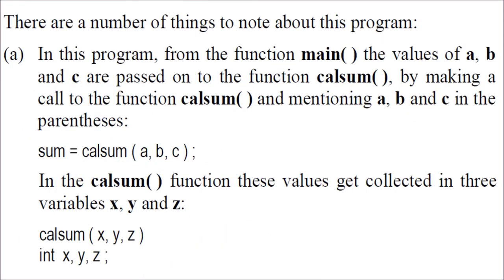So in this program, we need to see certain things. The function main is passing three variables A, B, C to cal sum. So cal sum is the function which is actually taking A, B, C. This is the function call, and this function call will return some value because the function is actually returning some value, and we are assigning it to sum. And this is how cal sum is being defined. We have X, Y, Z here, and these X, Y, Z types are defined in the second line.